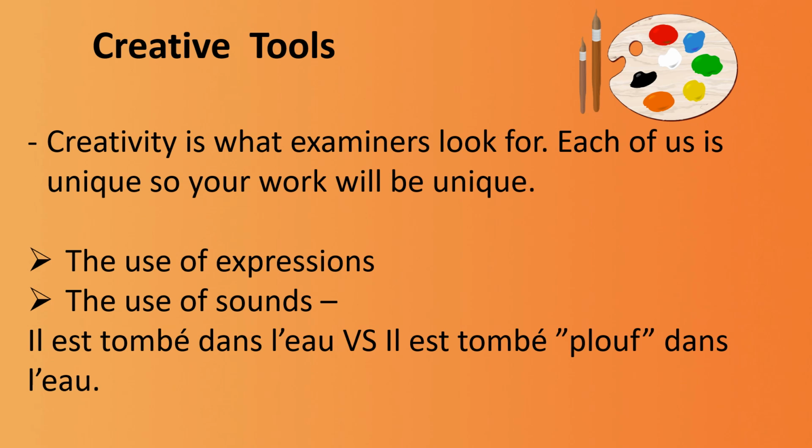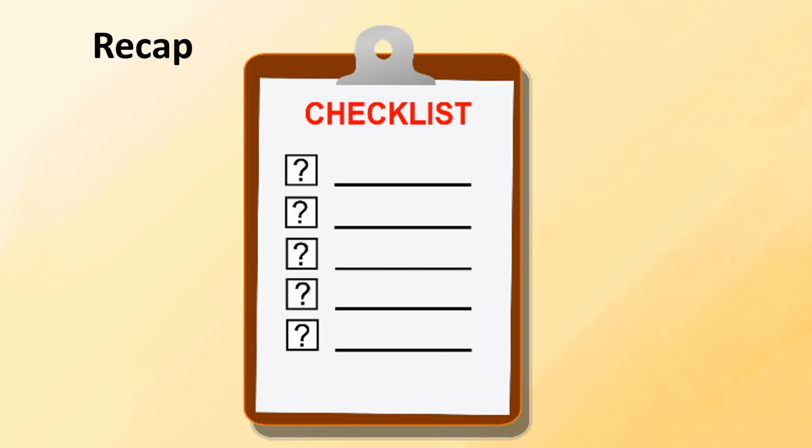So for example, you could just say il est tombé dans l'eau versus il est tombé plouf dans l'eau. So when we hear plouf, we can really imagine the fall because we know that it makes a sound. If you fall into the water, we're going to hear some sound, and you are in a position to really add this sound by putting plouf in French. So think about that. So let's recap.